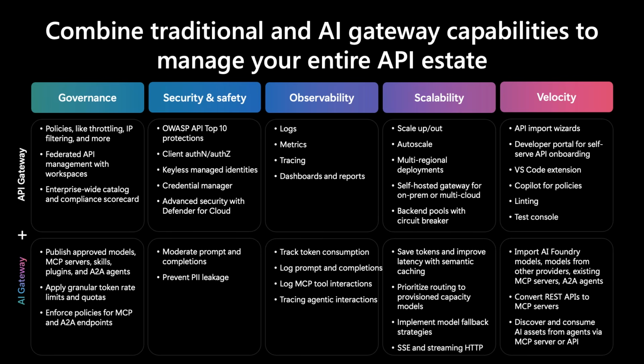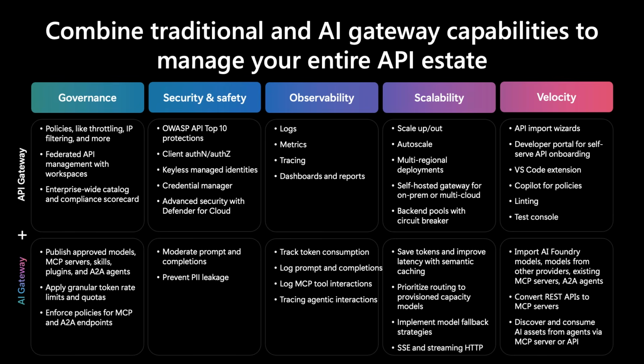Observability: API management provides robust observability with logs, metrics, and tracing. We are extending that with the ability to track token consumption, log the prompts and completions, log MCP tool interactions, both the requests and responses, and trace the entire end-to-end agentic interactions.